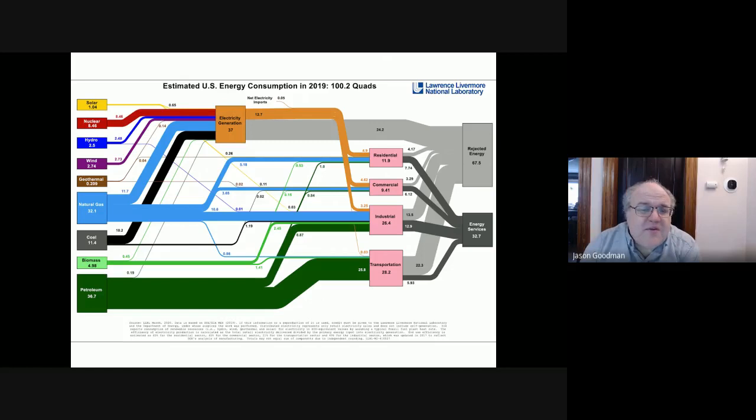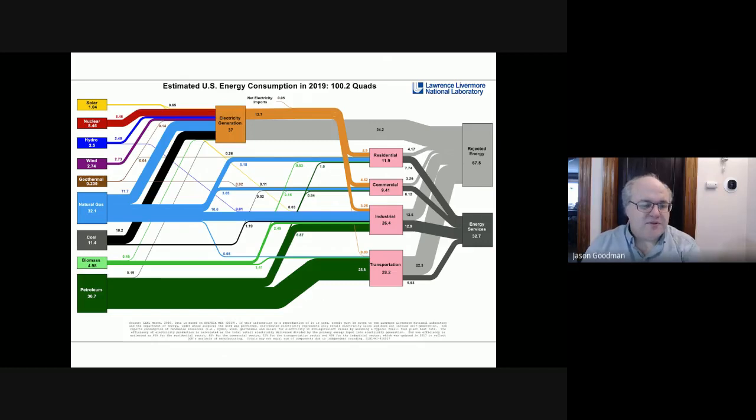An important secondary box up at the top is the electricity generation box. So this is the process of converting raw fuel on the left into actual electricity, which is the orange band that goes into residential, commercial, and industrial on the right. Anyway, so if you take a quick look at this, hopefully you can get an idea for how the United States uses energy in 2019.